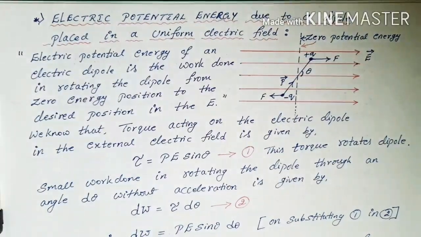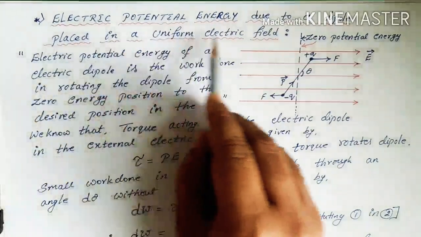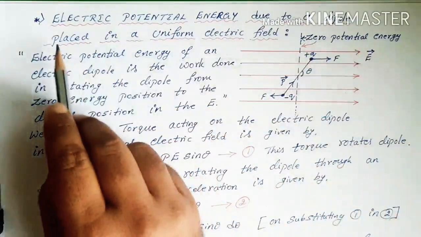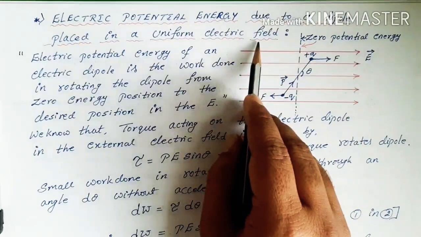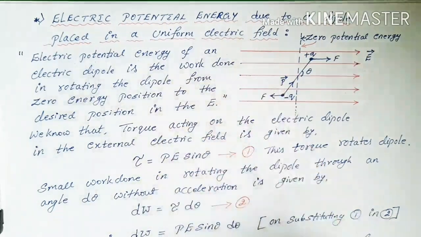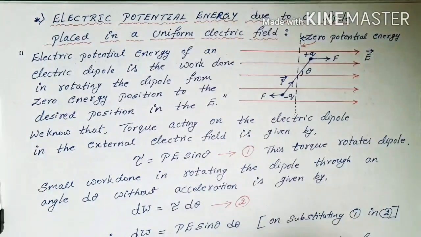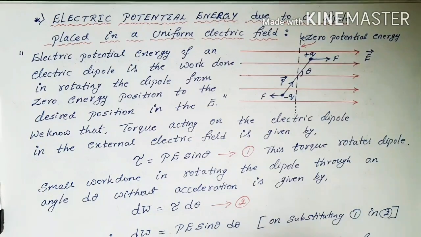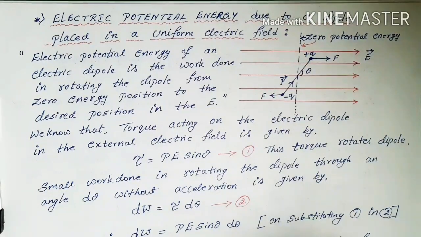Let's look at the question. Electric potential energy due to a dipole placed in a uniform electric field. We already discussed the case about the dipole placed in a uniform electric field, and it experiences a torque. Tau is equal to P sin theta. That concept we derived in the first chapter.